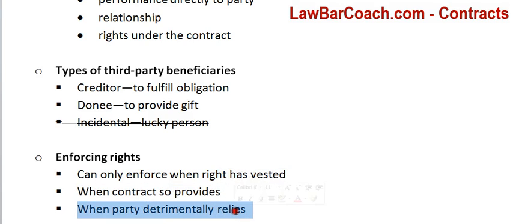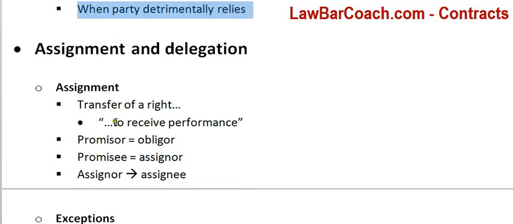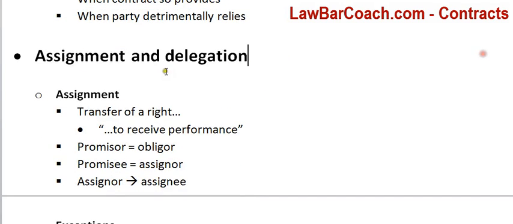And another instance is if the party detrimentally relies. Assignment and delegation. This is the final subject in contracts that we'll be discussing. Assignment is the transfer of a right under the contract.